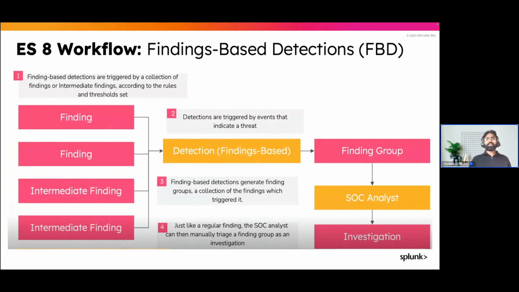Just like any regular findings, the finding group can be triaged into an investigation by a SOC analyst, and this is very useful for the RBA customers. Got it. So findings or intermediate findings can be run into the detections, and it will be generated as a finding group, and the SOC analyst can triage that into an investigation, like how we do for the event-based detections.